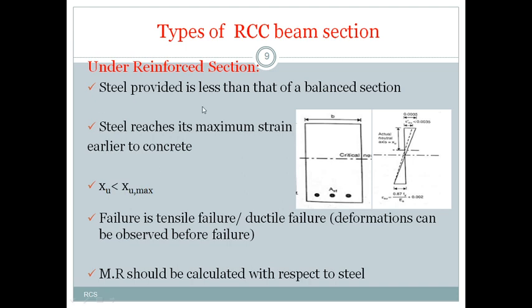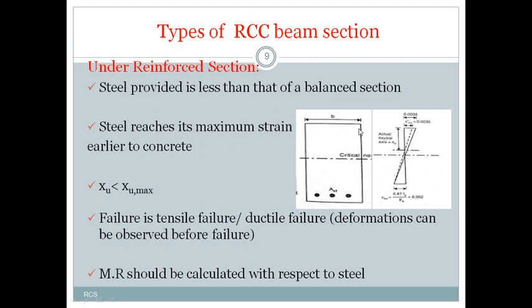So in this section, as we are providing steel very less compared to the balanced section, steel will reach its permissible value first, and then concrete is under strain. That means concrete will not reach its maximum strain value by the time steel reaches its maximum strain. Here I will explain by using this figure.